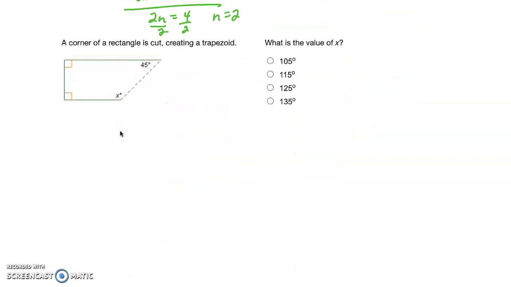If a corner of a rectangle is cut off to create a trapezoid, what is the value of x? Well, what is the sum of the angles of any quadrilateral equal to? They're equal to 360 degrees, and we know this is 90 and 90, and then we have 45. So if we say 90 plus 90 plus 45 is 225, and then we say 360 minus 225, we would get 135 degrees.